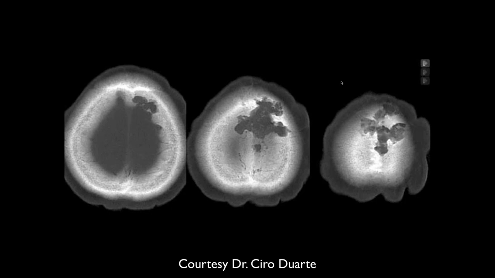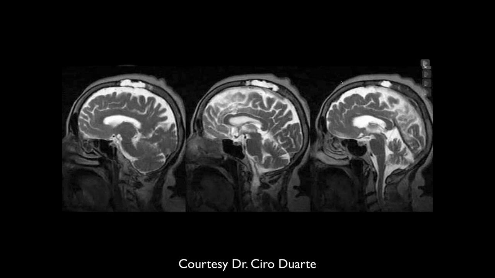cystic or lytic lesion within the left frontal, close to the vertex, extending across the midline. Yeah, it's pretty well circumscribed. And then on sagittal T2 MR.